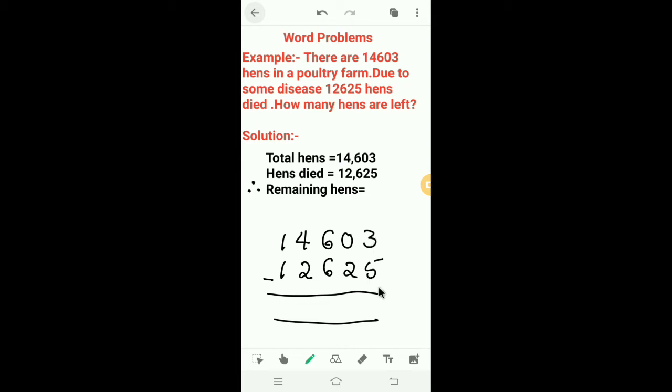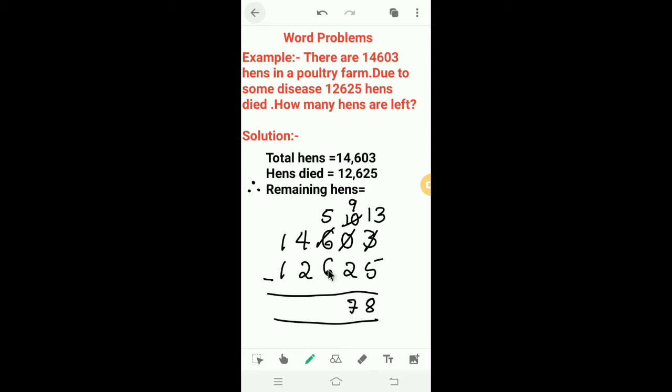Is 3 minus 5 possible to subtract? No, it is not possible. So we have to borrow from the next number. Here the next number is 0, so we can't borrow. So we go for the next number. The next number is 6. If we borrow from 6, then 6 becomes 5 and here 0 becomes 10. Now we can borrow from 10. 10 becomes 9 and here 3 becomes 13. 13 minus 5 is how much? 13 minus 5 is 8. 9 minus 2 is how much? 9 minus 2 is 7.